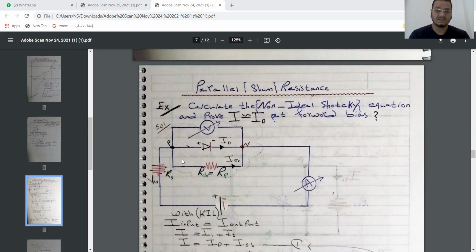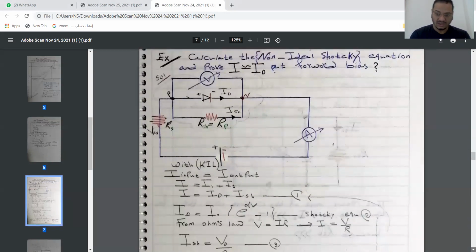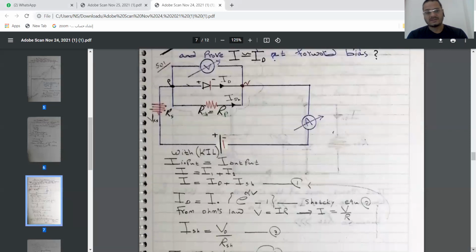In this circuit, we have the parallel resistance, RP or RSH. Here the voltmeter will measure the voltage drop at the diode, here is the series resistance, and here a sensitive ammeter measures the current. We will start from Kirchhoff's current law. Here the situation is different: I started from Kirchhoff's current law, not like the others, where we started from Kirchhoff's voltage law.